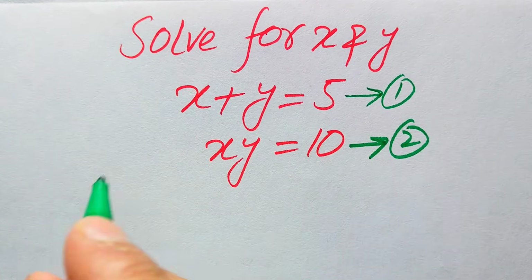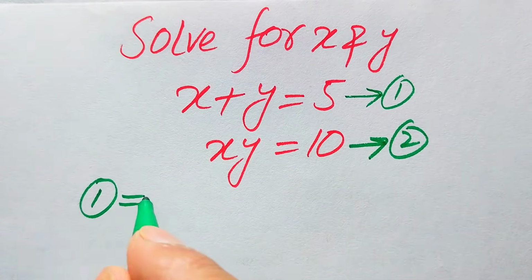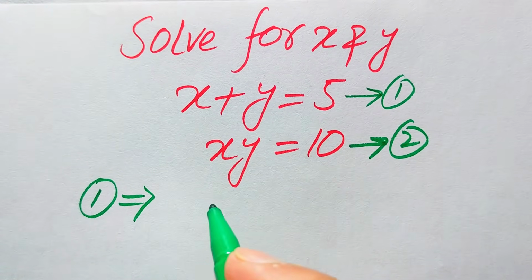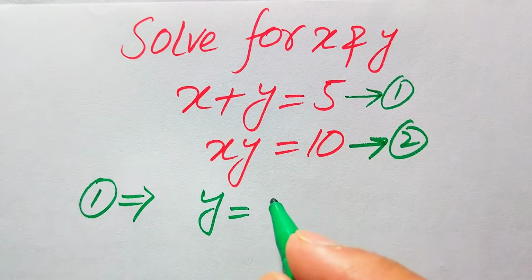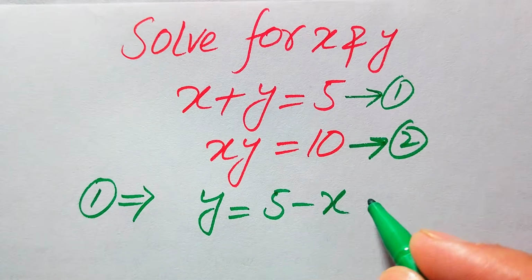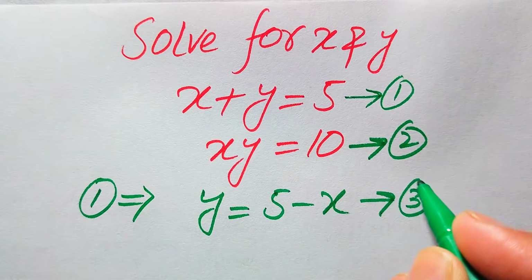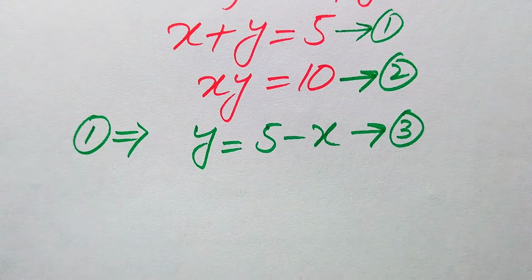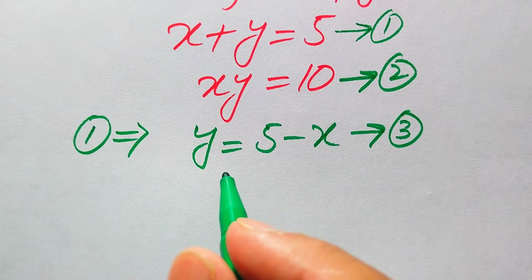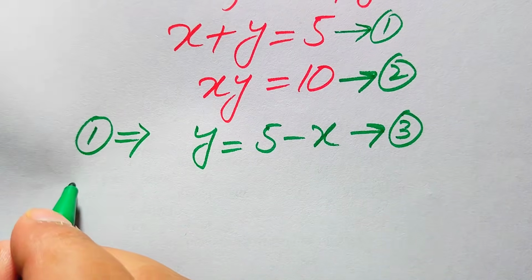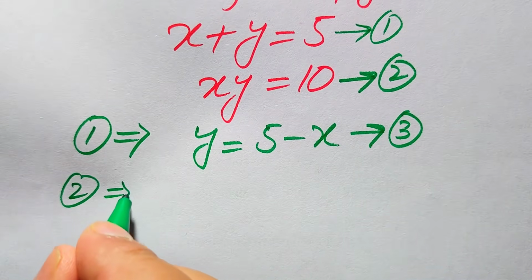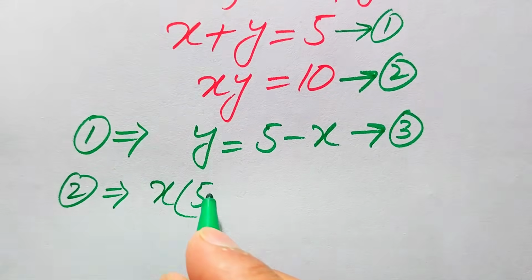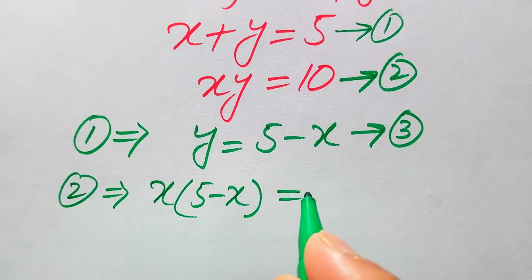For the solution of this problem, the very first step is to focus on equation number 1. Here we move the term x from the left hand side to the right hand side, and we get y is equal to 5 minus x, and we call this equation number 3. In the next step, we substitute this value of y into equation number 2, which is xy equals 10. So x times (5 minus x) is equal to 10.